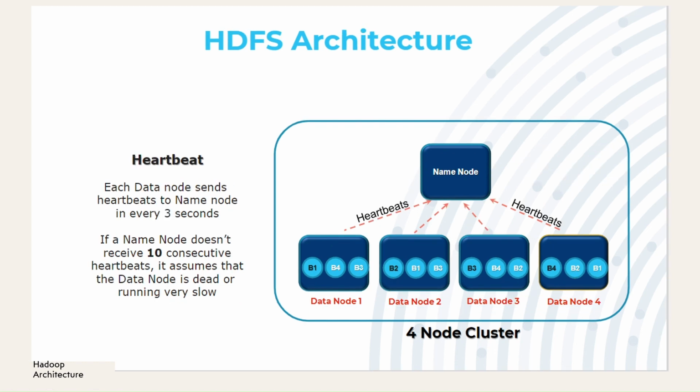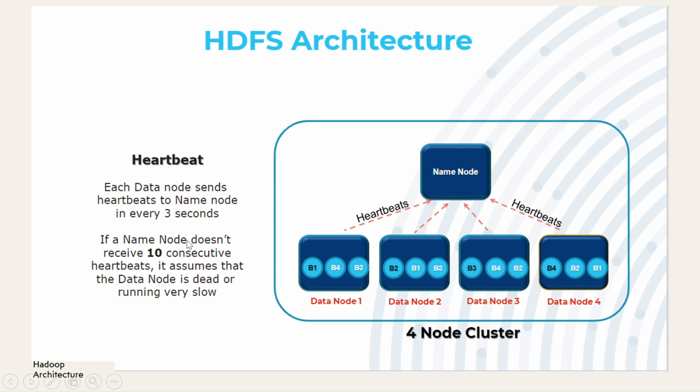Now, in this master and slave architecture, there is a name node and there are different data nodes. Every 3 seconds, each data node sends a heartbeat to the name node. Data node 1 will send a heartbeat to the name node, and so will data node 2, data node 3, and data node 4. So all the data nodes send heartbeats to the name node every 3 seconds.